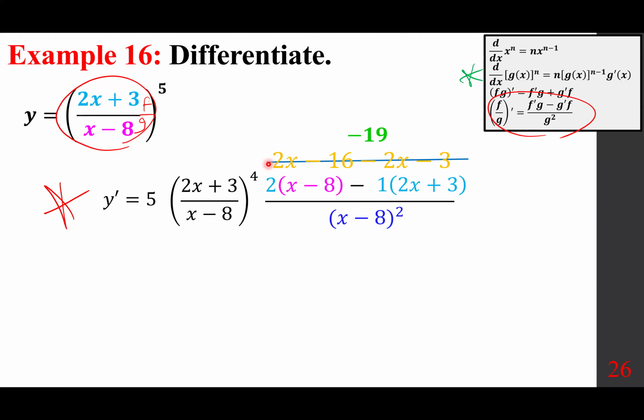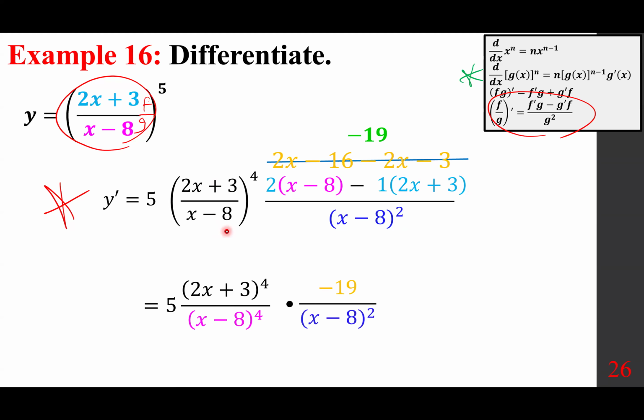I'm going to write this one, 2x plus 3 to the power of 4 over x minus 8 to the power of 4. I do that so it becomes clear that exponent 4 is part of the numerator as well as the denominator. So when I want to put them together, for the top, I get 5 times negative 19, which is negative 95, times 2x plus 3 to the power of 4. For the bottom, I get x minus 8 to the power of 4 plus 2, so I get 6. Now, if right here you recognize this has exponent 4 and 2, 6, so be it. You don't have to go this route. But I want to make a point, and that is understanding how to simplify this into this fraction.